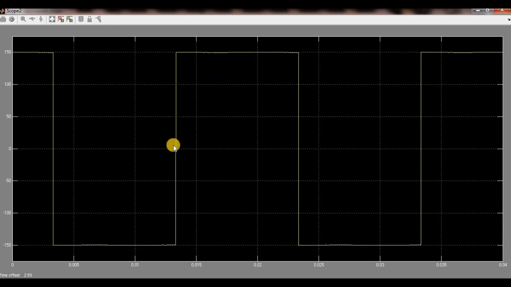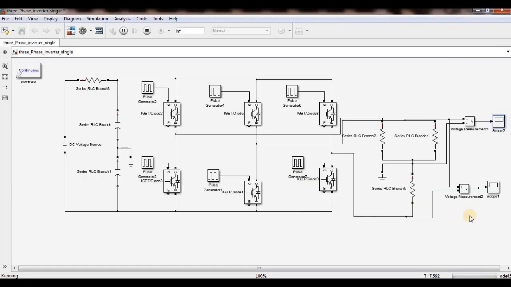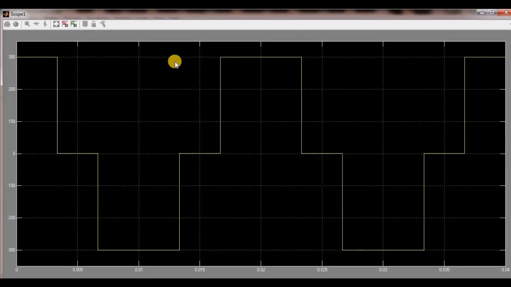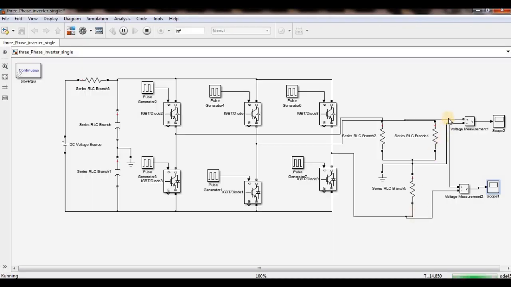See, the phase voltage I am getting exactly from 0 to 150, the phase voltage for 180 degrees conduction mode. And this is my line voltage. The line voltage is the same in the previous one and this one, because in the previous also I am getting the line voltages, but the neutral point is very important.